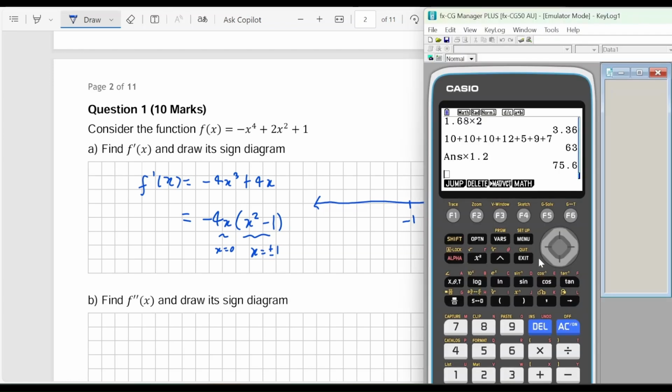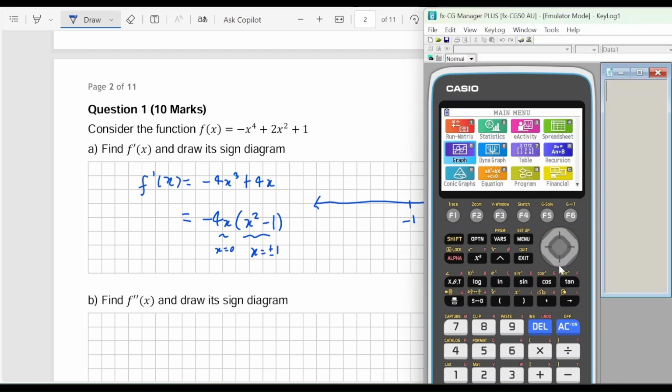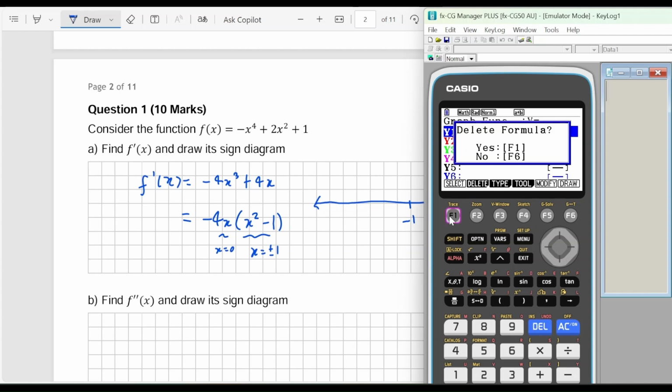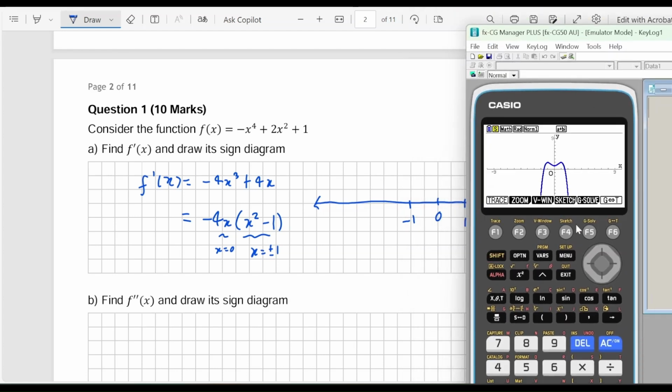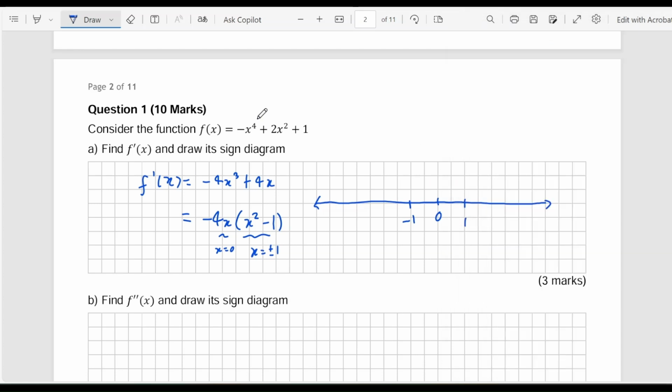But realistically, what I'm expecting a lot of people to do is just sort of cheese the sign diagram by looking at the graph. And you have calculators, so you might as well use them. So we got minus x to the power of 4 plus 2x squared plus 1. There it is. So we're going to draw that function, go V window, back to standard. That should help. There we go. Lovely. And we can see that we do have maxes and mins at, looks to be 0 for that minimum. And if I go max, it's minus 1 and 1. It went up, down, and that is f dash of x.